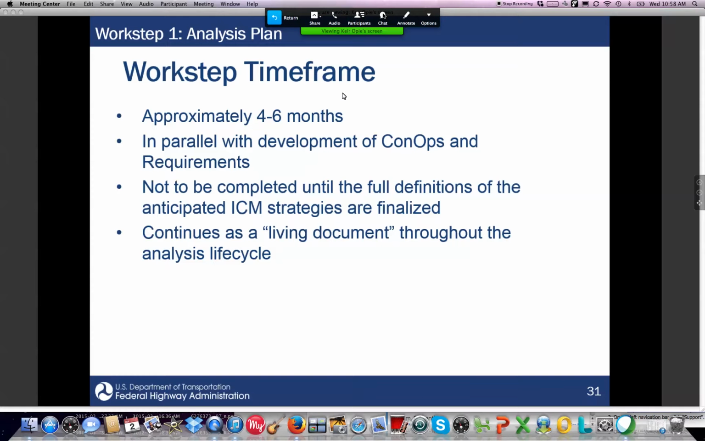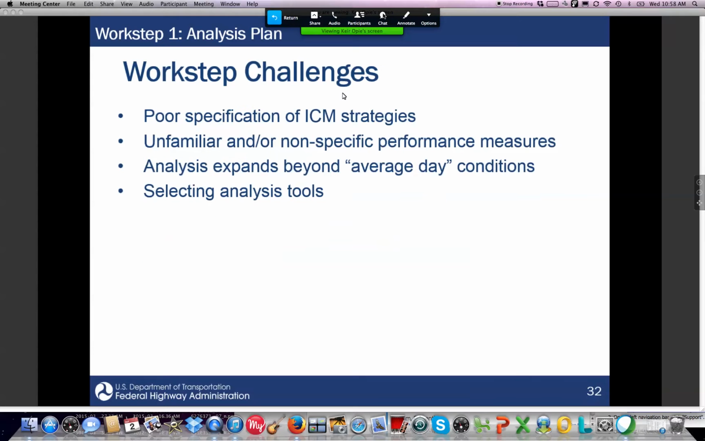It's not to be considered a locked-in plan. These often get manipulated and revised throughout the process. We never have perfect foresight. There are always learning opportunities, and the plan should develop and evolve as a living document throughout the ICM lifecycle.